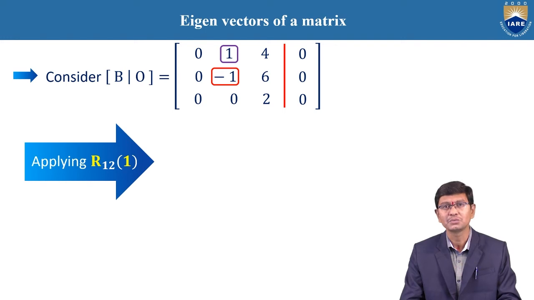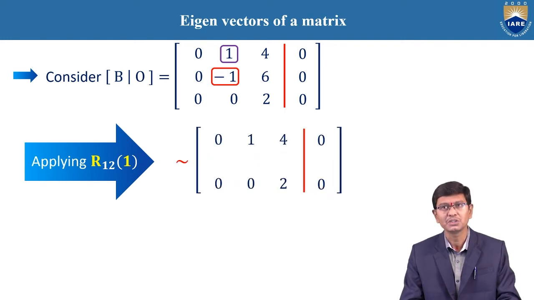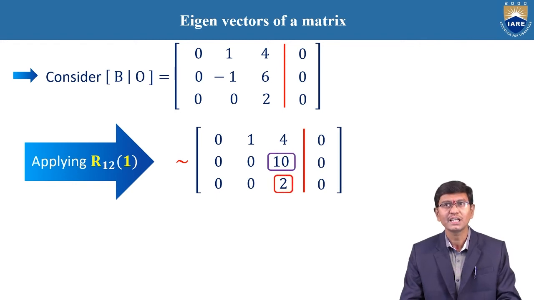that is R1 plus R2. By adding the first row and second row, the first row has no change and the third row also has no change. The second row changes to 0, 0, 10 and also 0. Once again, when we observe here, it is not an echelon form. Why? Because in R2 and also R3, the last values existing are 10 and 2.